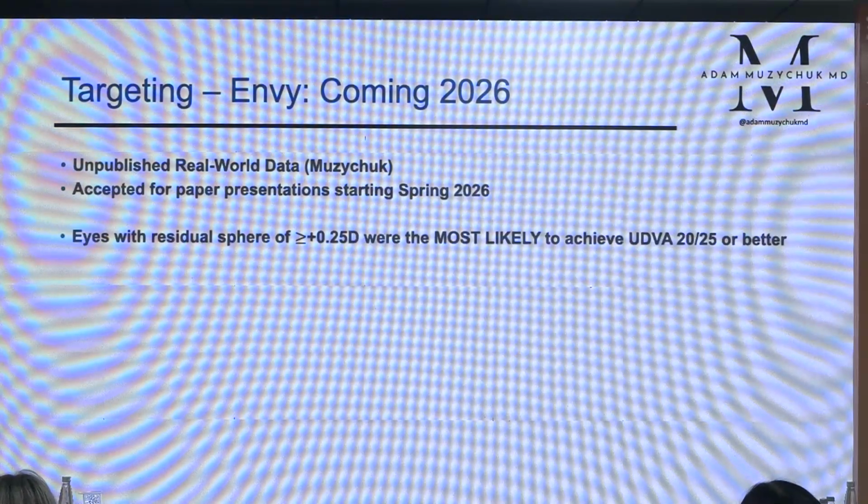Eyes with a residual sphere of plus a quarter with Envista Envy were the most likely to achieve uncorrected distance visual acuity of 20/25 or better. We were all taught 10 years ago that we should be leaving residual myopia. You want to take the first minus. Do not be afraid of plano. Do not be afraid of first plus.